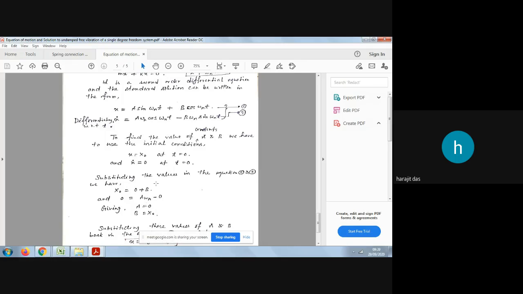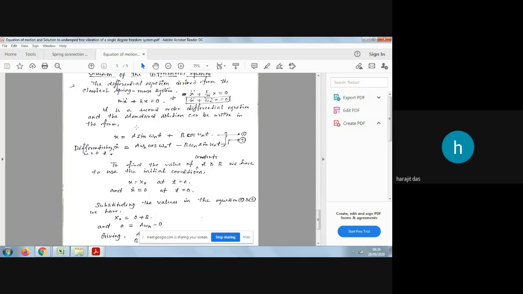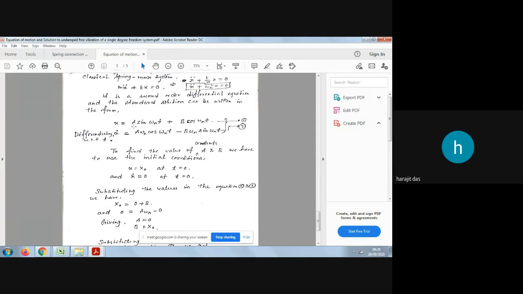Now the equation which was taken as the standard solution, I will put the values of a and b in it, and the equation which is formed will be the final solution for this equation of motion of an undamped free vibration of a single degree freedom system. So now I will put the values of a and b. A equals 0 means the sine omega t term will vanish, so we have got b equals x naught. So x naught we will put here, with omega n t.